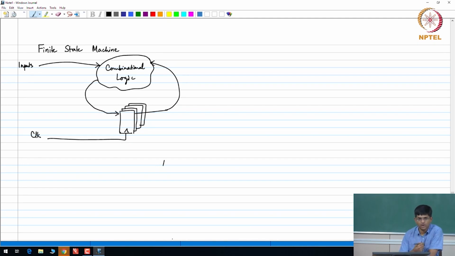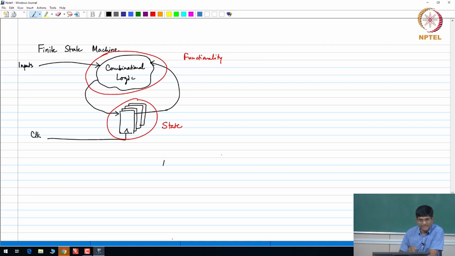So there is a clock that determines when the state of the system is allowed to change, and there is a combinational logic that determines the functionality, what is being done as a combination of the state as well as the present set of inputs.